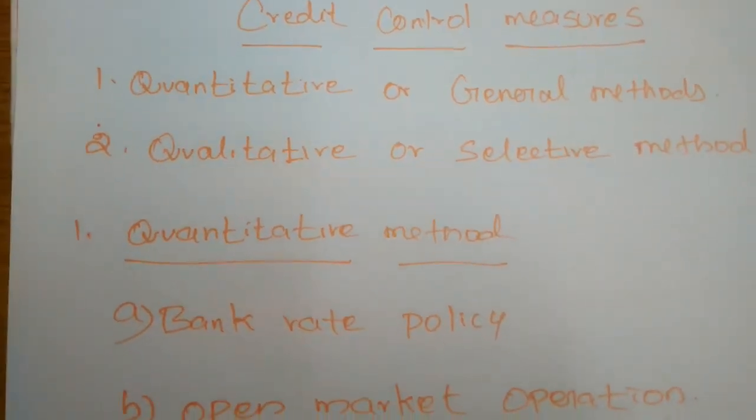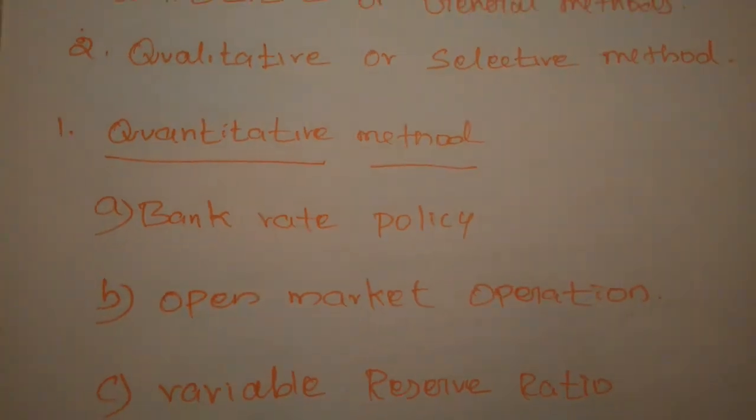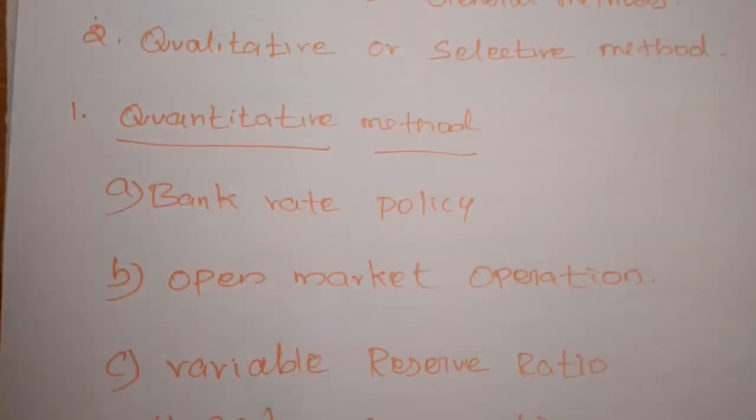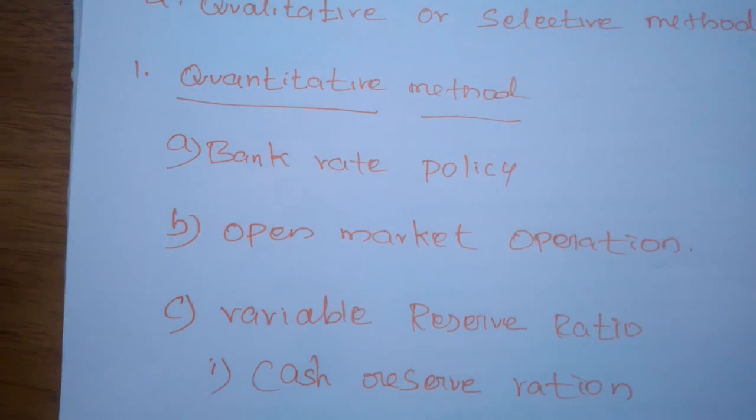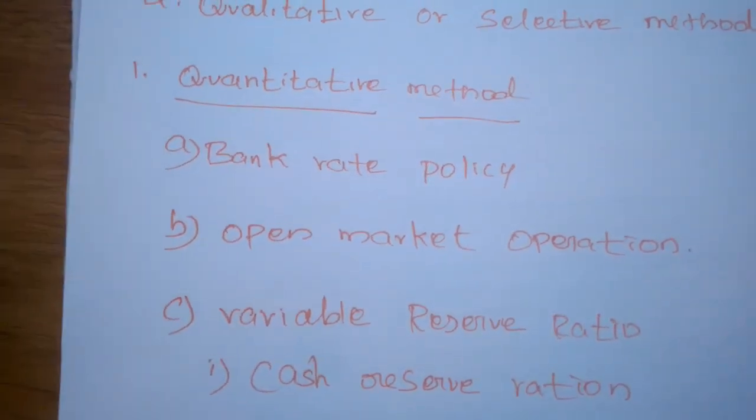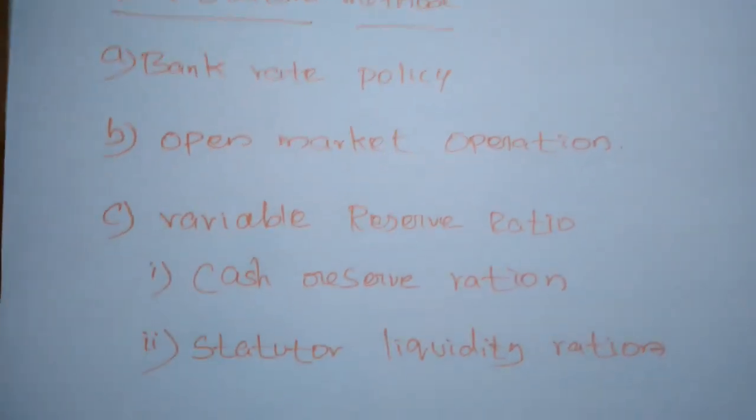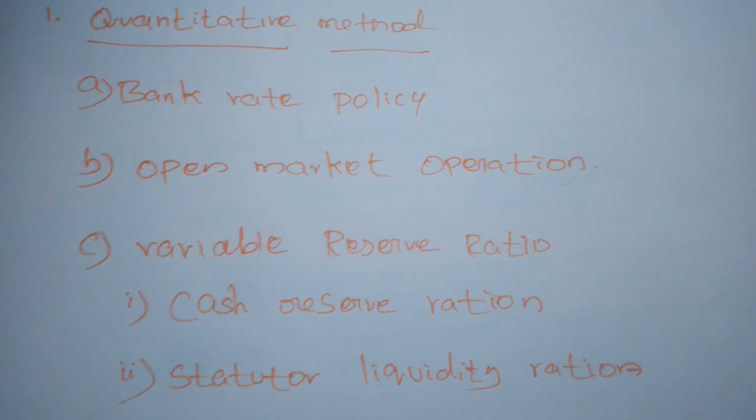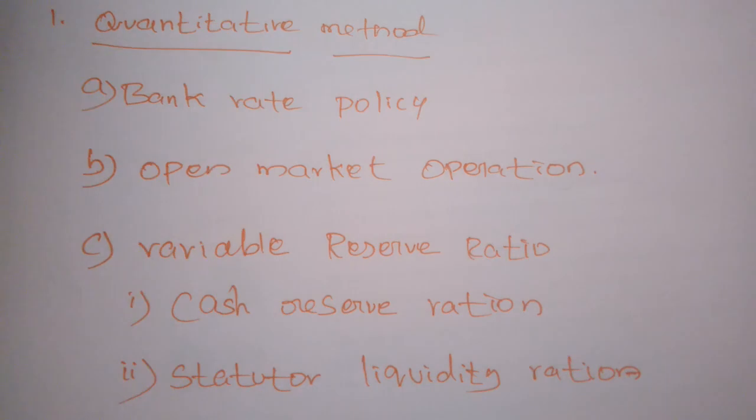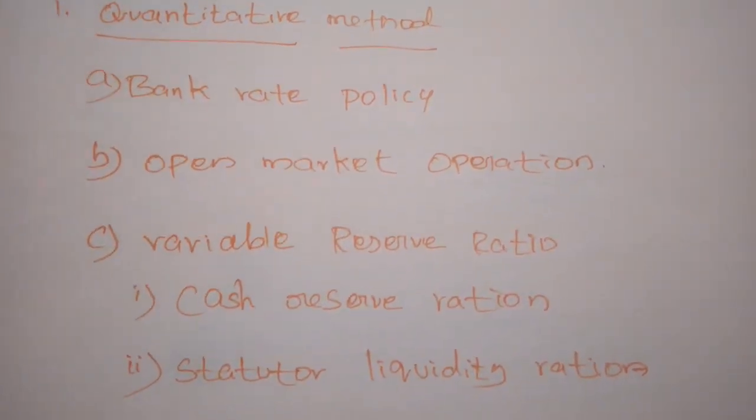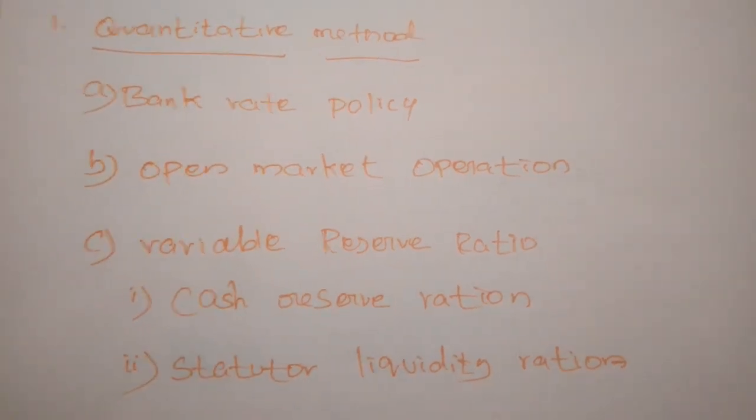First, under the quantitative method, the Reserve Bank of India has the bank rate policy. The bank rate policy is the rate at which the central bank of a country is prepared to rediscount first class securities. Rediscounting first class securities is a simple matter. The Reserve Bank of India fixes a rate for providing financial facilities to the commercial banks.